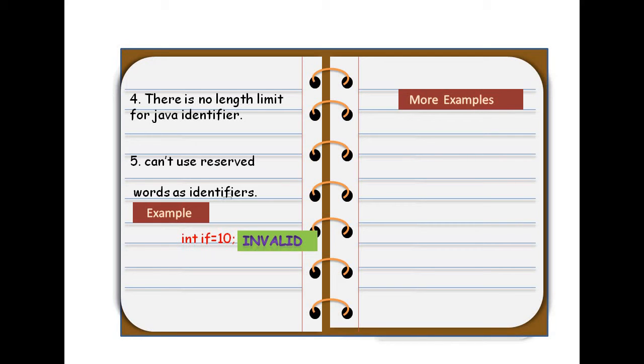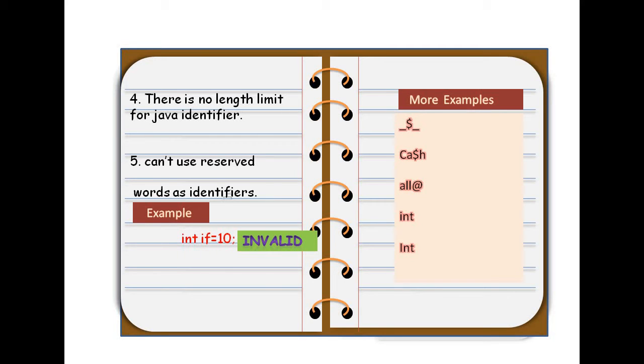So here I have given some examples. You have to say whether each is valid or invalid. First one is underscore dollar underscore. Is it valid? Yes, it is valid. Next one is ca$h. It is not cash, it is ca dollar h. Is it valid? Yes, it is valid, not invalid. Only allowed symbols are used.